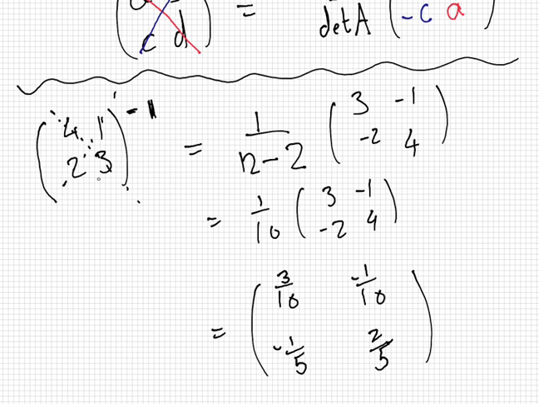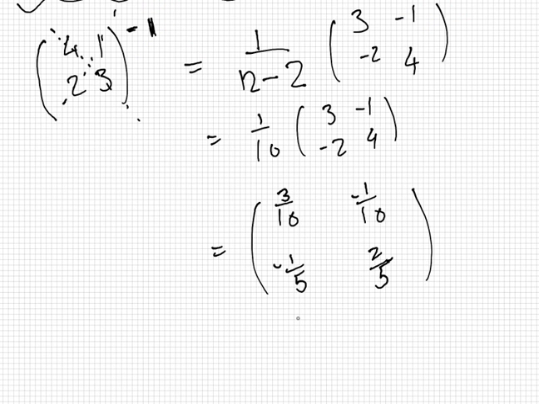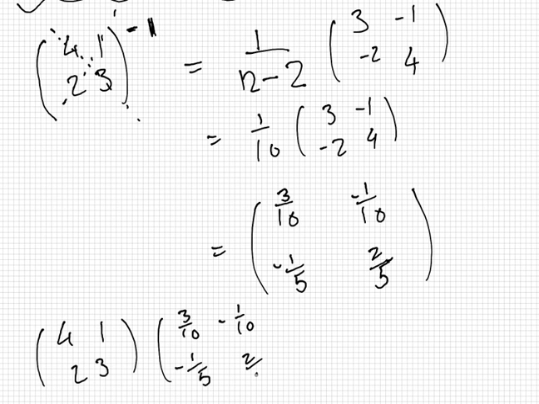How can you check if your answer is right? What should happen if I multiply these two together? What should I get? I should get the identity, 1, 0, 0, 1. So we can check. 4, 1, 2, 3, times 3 over 10, minus 1 over 10, minus 1 over 5, 2 over 5. I'm going to pretend I did this, and I get 1, 0, 0, 1.